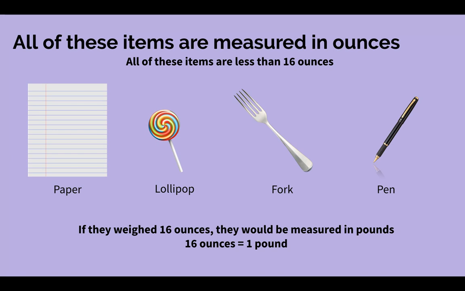All of these items are measured in ounces. All of these items are less than 16 ounces. That is important to remember. A piece of paper, a lollipop, a fork, and a pen. We measure all four of those in ounces. If they weighed 16 ounces, they would be measured in pounds, because 16 ounces equals 1 pound. So a paper, lollipop, fork, and a pen, we would measure those in ounces.